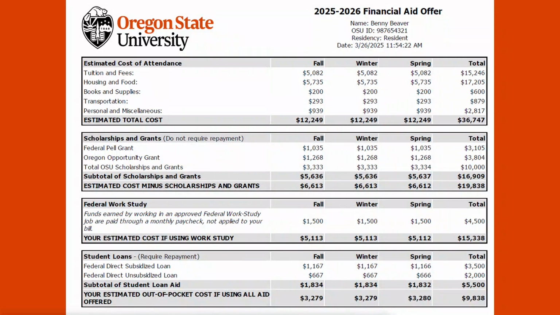Then down at the bottom, Benny is also being offered some student loans, both subsidized loans and unsubsidized loans. You'll see those are totaled together down there at the bottom again. And lastly, one more time, we do subtract those loans out of the cost of attendance from the previous box with work study. So if Benny accepts all of their grants and scholarships, their work study funds, and all of their loans, their total out-of-pocket cost of attendance would be $3,279 for the fall term.